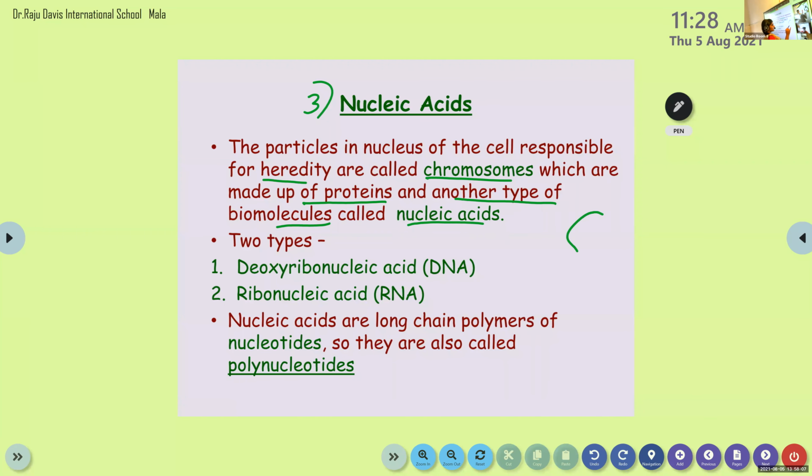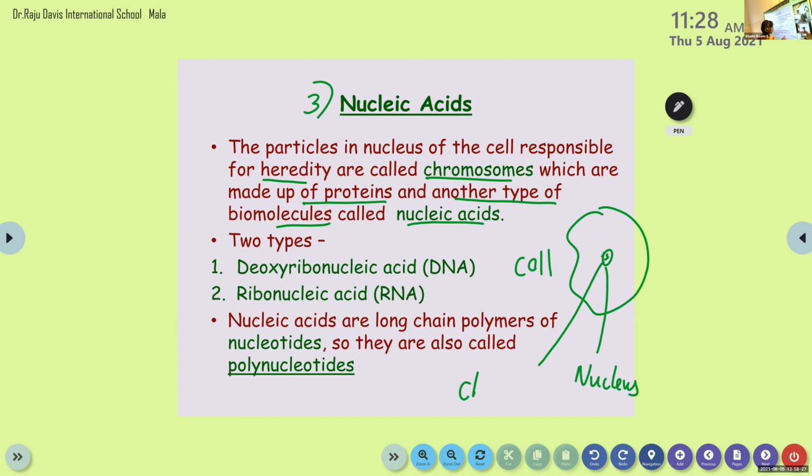So there is one cell. At the center, it is known as the nucleus. Okay, this one is a cell. At the center, there is one nucleus. There are certain particles inside this nucleus. They are known as chromosomes.